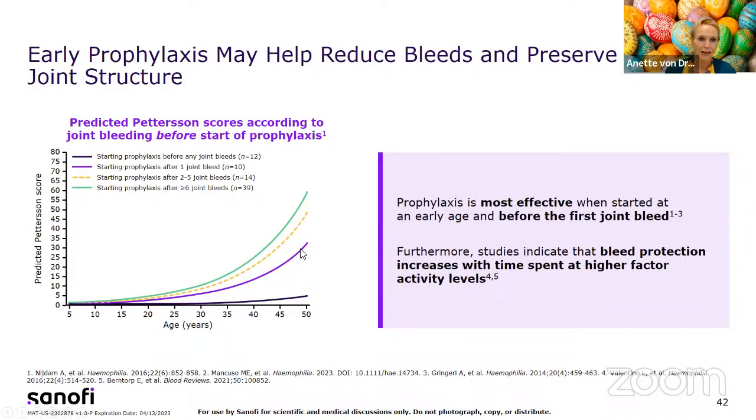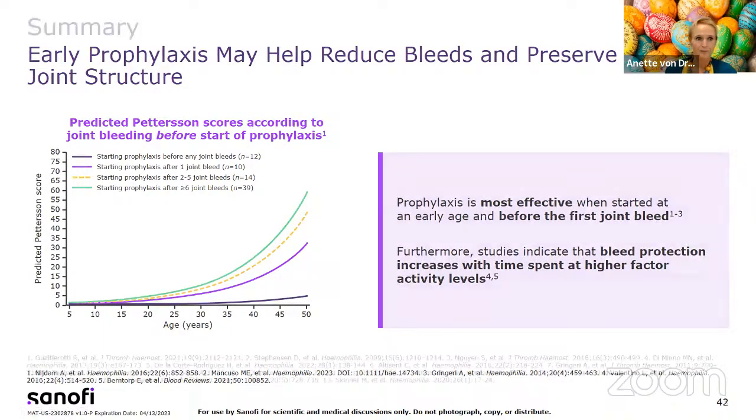And really, if you start after one joint bleed or after two to 5 joint bleeds or even more, it doesn't make so much difference anymore. So it comes back to avoiding even the first 1 or 2 joint bleeds. A really early start might be best. And then in addition, to summarize, studies indicate that bleed protection really increases with time spent at higher factor activity levels. That comes back to what's the ideal factor activity level and trough level, and what we call area under the curve. Exposure to factor is somewhat debatable, but clearly more would be better.